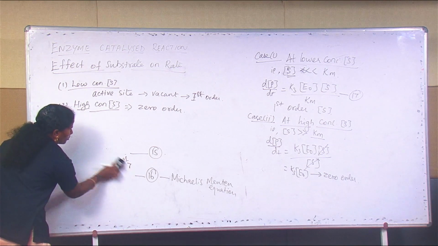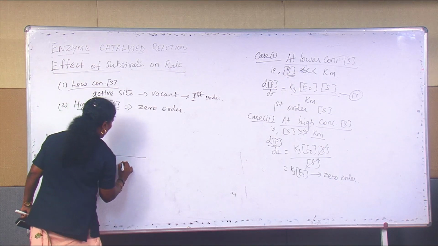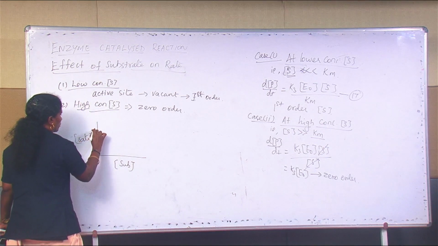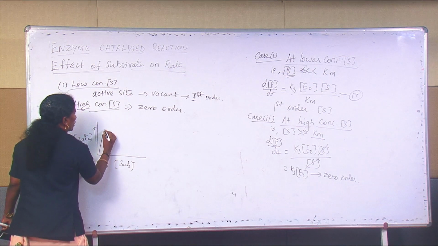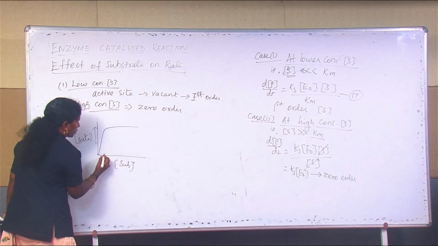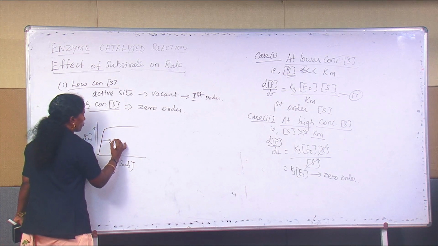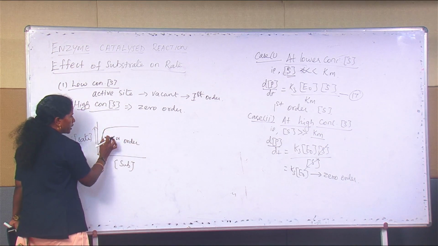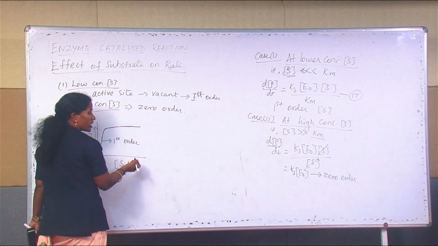So this can be explained in the graphical way. Concentration of substrate, rate versus substrate. At lower concentration of substrate, the graph will be obtained like this. At lower concentration of substrate, the rate of reaction is getting a linear form. That indicates the rate of the reaction is first order with respect to substrate concentration. When further increasing the concentration of the substrate, there is no change in the rate of the reaction.